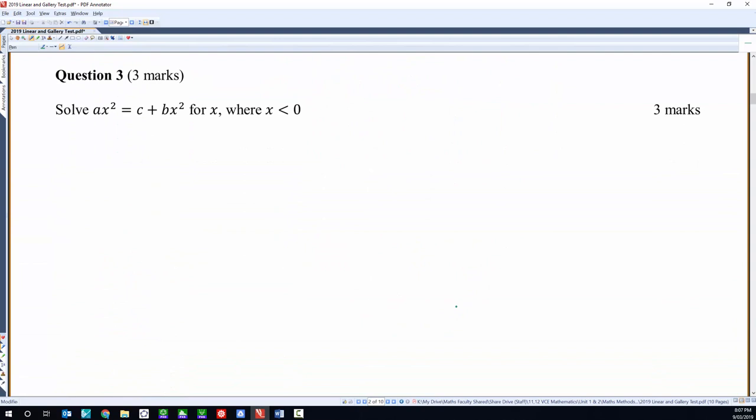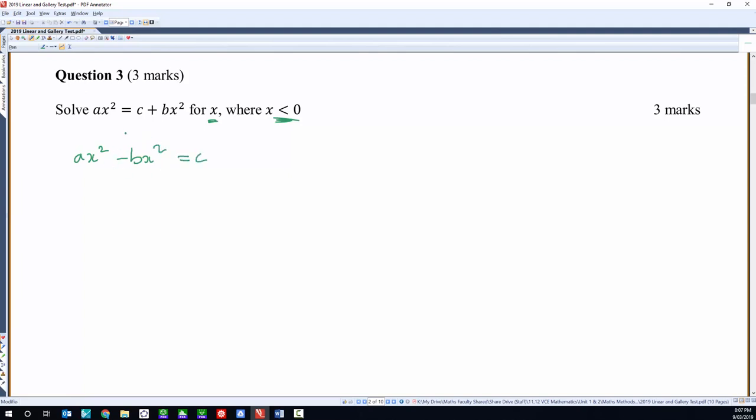Okay, this one here was done very poorly indeed. So what we wanted to do was solve for x, and there's just a bit of a condition on x here that x has to be less than 0. So when you're doing this, really, if we're solving for x, we're going to get one instance of x. So what I'm going to do is swing all of the x's onto the left-hand side. So I'm going to rewrite this as ax squared take bx squared equals c.